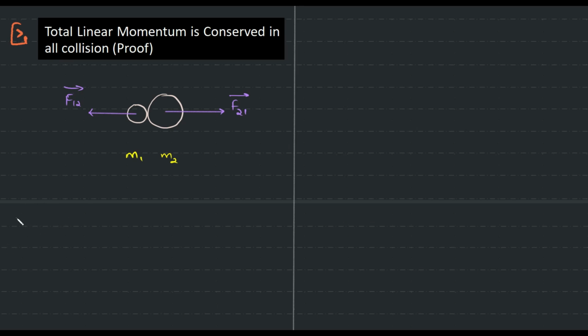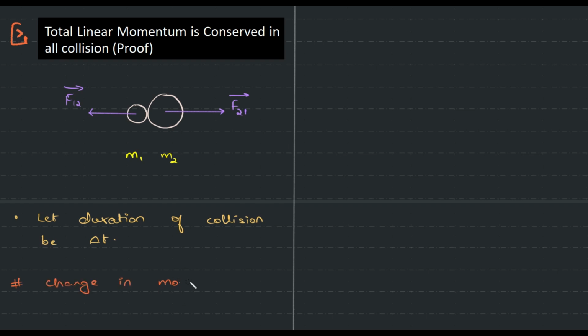Now, let me assume one more thing over here. Let the duration of collision be delta t. Now, first thing is, let's start off with change in momentum.